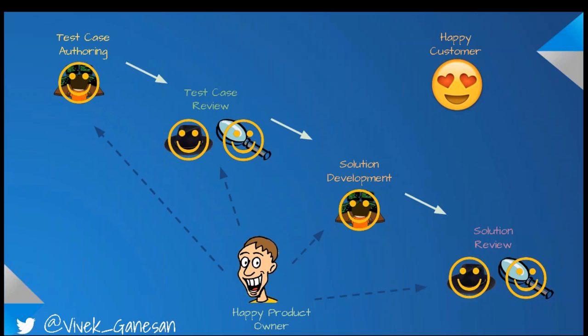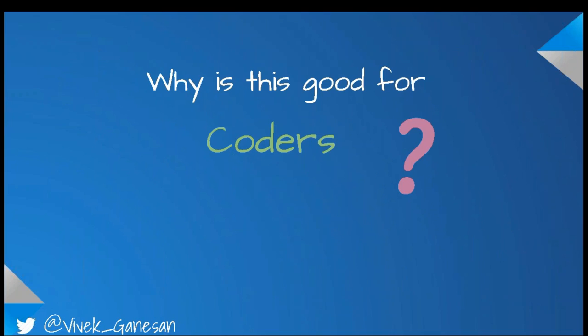Now, what this has led to is a success for all scenario, where the product owner is happy, the team members are happy, and customers are also happy. So this leads to a scenario where everybody is happy about what is being done. Now, when this happens, why is this good for coders?